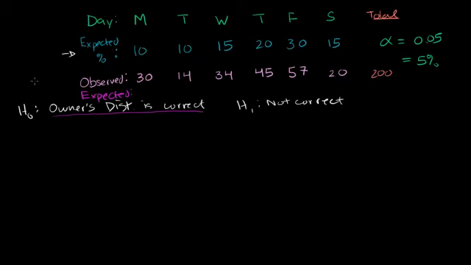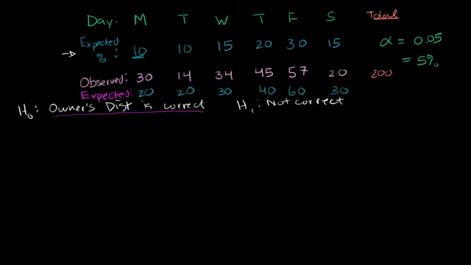So what was the expected number on Monday? Well, on Monday, we would have expected 10% of the 200 to come in. So this would have been 20 customers, 10% times 200. On Tuesday, another 10%. So we would have expected 20 customers. Wednesday, 15% of 200. That's 30 customers. On Thursday, we would have expected 20% of 200 customers. So that would have been 40 customers. Then on Friday, 30%. That would have been 60 customers. And then on Saturday, 15% again. 15% of 200 would have been 30 customers. So if this distribution is correct, this is the actual number that I would have expected.